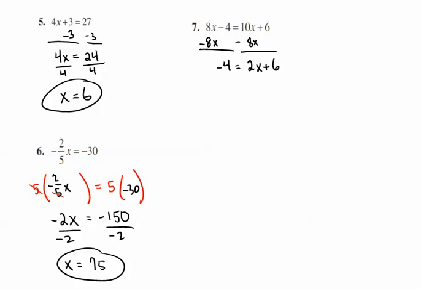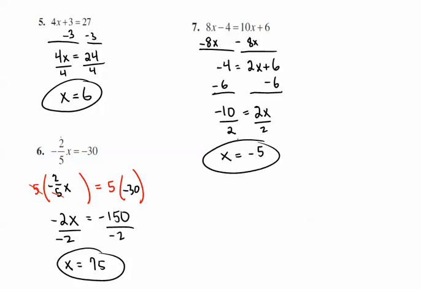Now we're going to simply subtract 6 from both sides, and we end up with negative 10 is equal to 2x. Divide both sides by 2, and x is equal to negative 5. That does it for problem number 7.